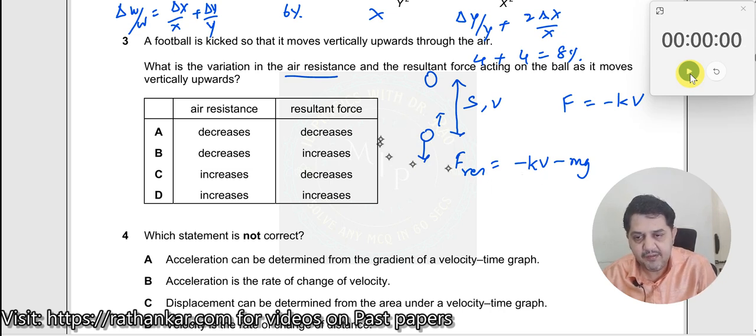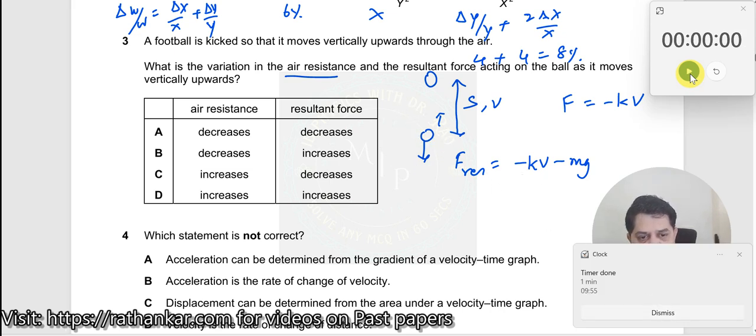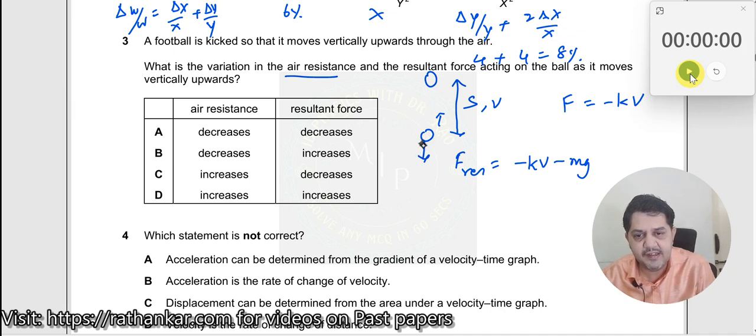downwards. Now if you see the particle, as the particle starts moving upwards, the speed of the particle keeps on reducing, right? So here it was very high speed, and as it kept on going upwards, it started slowing down, and when it reached this point, the particle's velocity became completely zero here, right? So therefore the resistive force also keeps on reducing, because the velocity keeps on reducing, and this force is directly proportional to velocity. So therefore this air resistance keeps on decreasing.